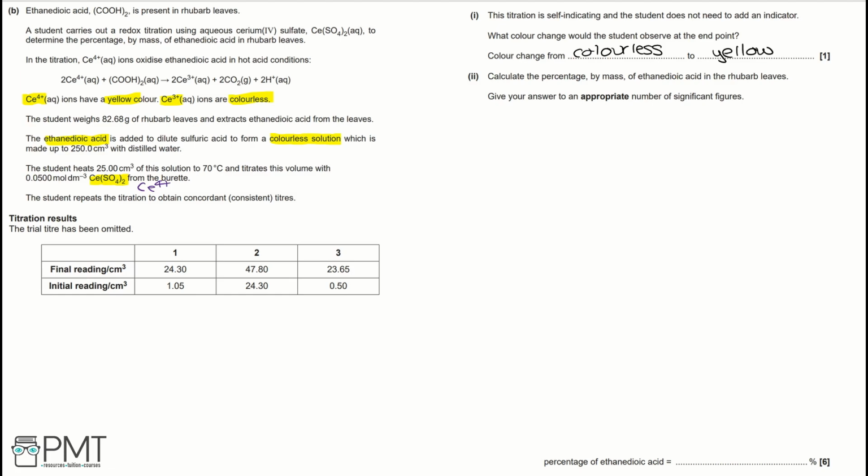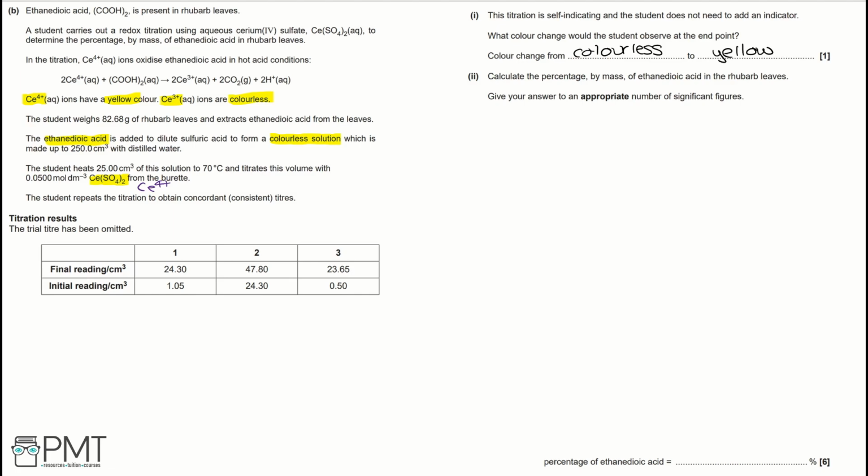We're looking at the titration itself, and what we're doing is titrating a colourless solution with a yellow coloured ion. So colourless to yellow. To get the mark for part 1, you need to say colourless to yellow. Part 2: calculate the percentage by mass of ethanedioic acid in the rhubarb leaves. Give your answer to an appropriate number of significant figures.